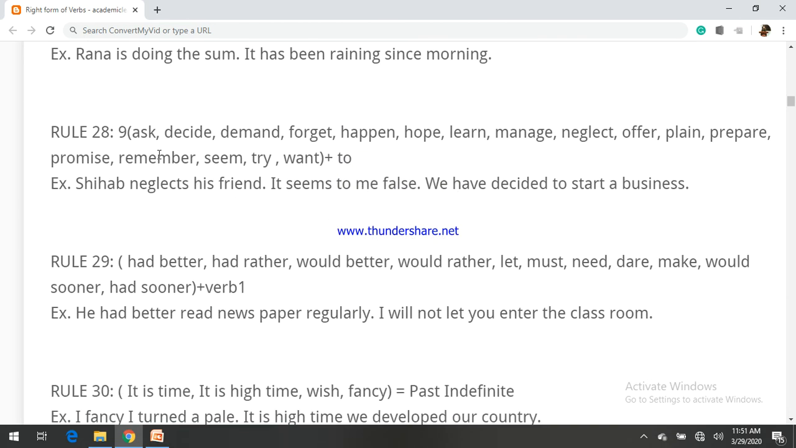Rule number 28. Let's see some keywords: ask, decide, demand, forget, happen, manage, neglect, offer, plan, prepare, promise, remember, seem, try. Verb 1 plus "to" plus verb 2. After these words, "to" is mandatory.